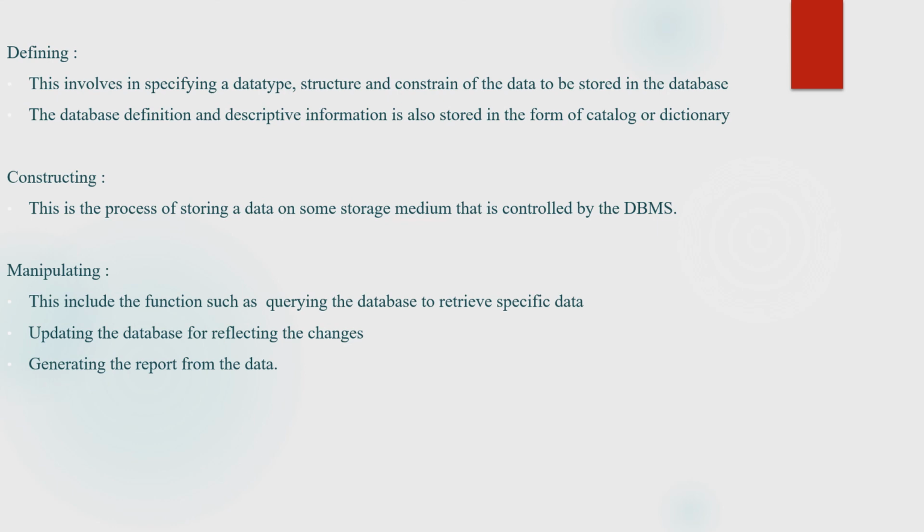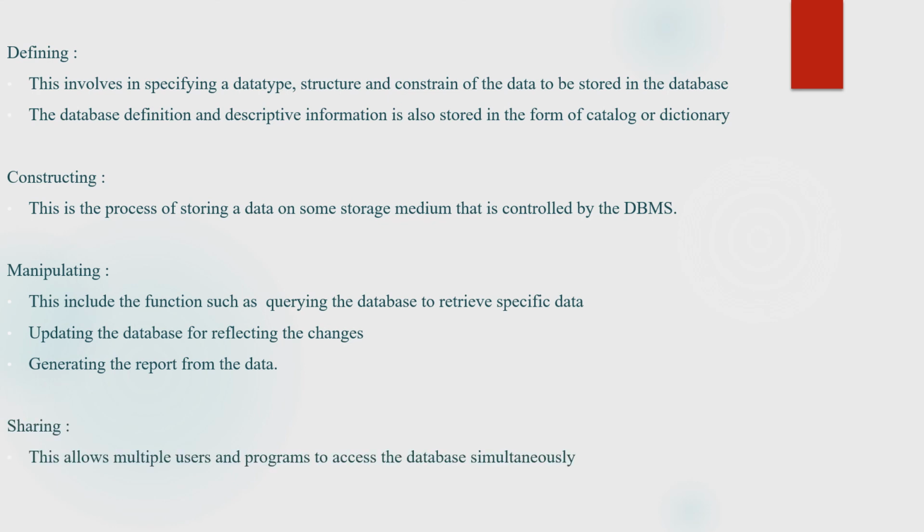Updating the database. Next is updating for reflecting the changes. If there are any changes made in a database, what do you do? You just update, right? If in your contacts you have mismatched phone numbers, say for two or three numbers, what do you do? You just update the data. When you change the data, it must be reflected, right? That is done with the help of manipulation. And finally, to generate a report, manipulation is used.